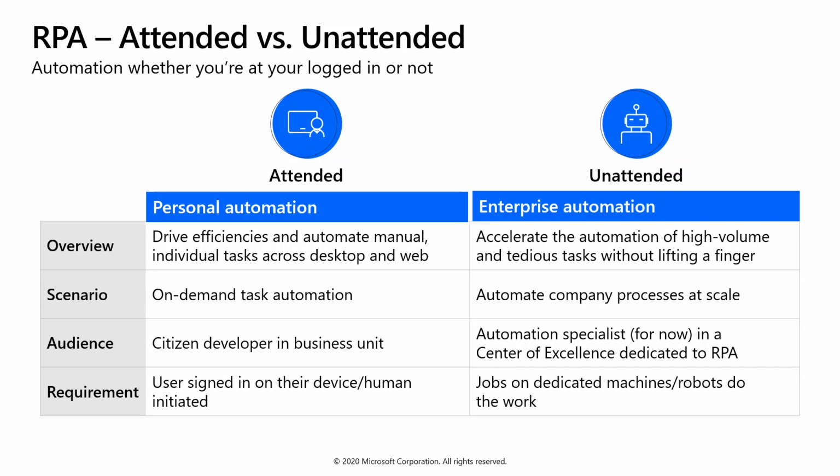So just to recap, you have attended desktop automation and unattended desktop automation. And attended is around personal automation, personal productivity. On-demand task automation, click a button, go make a cup of tea. Its audience is citizen developers in business units. The user must be signed in for it to do the work. Unattended is the enterprise automation. This is about accelerating high volume and tedious tasks, and it's at scale across the whole company. And this is where we see things like Center of Excellence departments or an automation specialist engaged to look after this sort of work. These are jobs on dedicated machines, pools of machines to do the work.